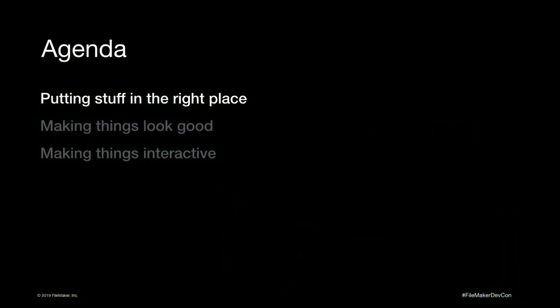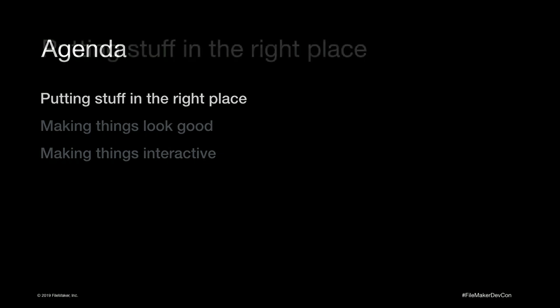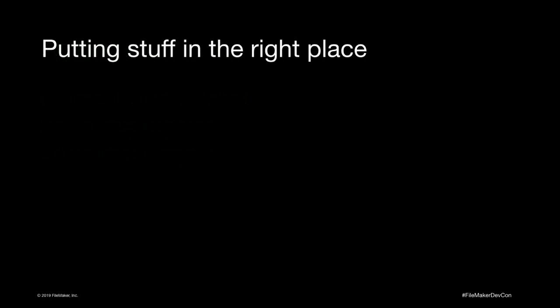Okay, so let's start with the first thing, putting stuff in the right place. To put stuff in the right place, there are 3 different areas or topics that I want to cover. The first one is information architecture, understanding how our information is grouped and organized so that people know where to go to get what they need.